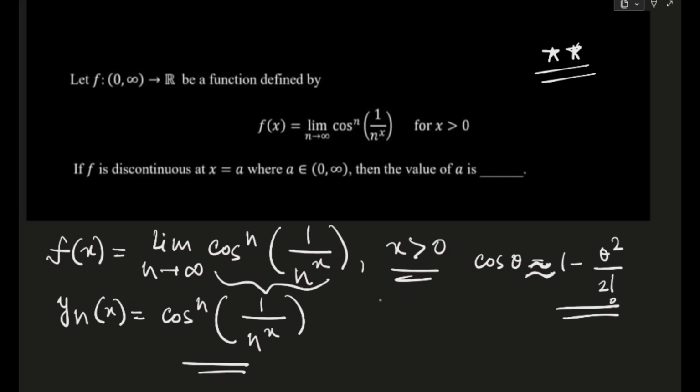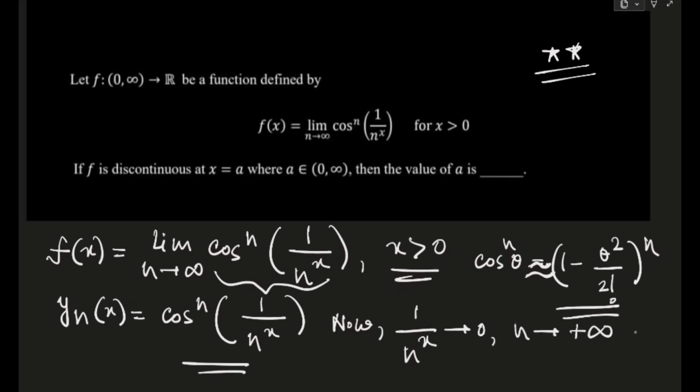Okay. So now we have to talk about the argument theta, which is 1 by n power x here. And also if we take cosine power n theta, this will be whole power n. So let's talk about the argument. If 1 by n power x, this thing actually tends to 0, n will actually tend to plus infinity. I hope this is clear. Why? Because it's defined x is greater than 0. It's defined in the question.